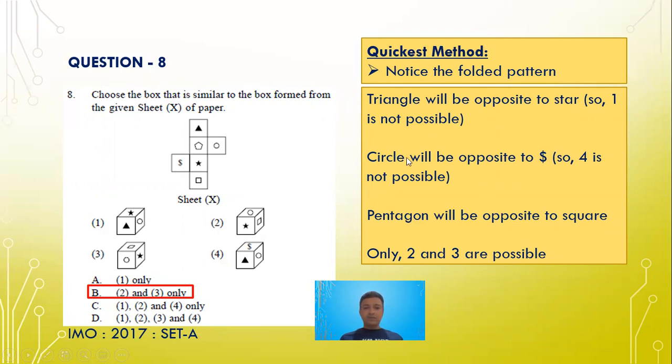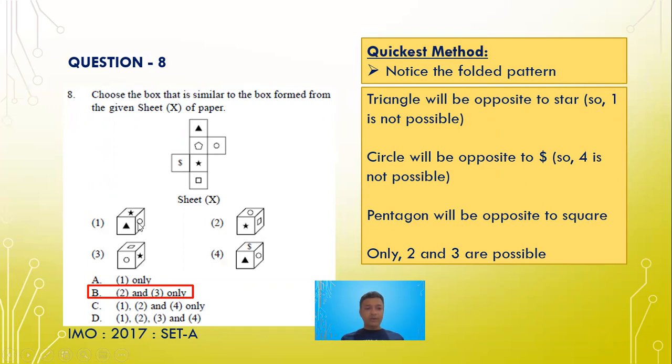In option 2, the triangle is opposite to star. Circle is opposite to dollar, isn't it? And pentagon will be opposite to square. So square and pentagon will be here. Similarly, for 3, the circle will be opposite to dollar, and star will be opposite to the triangle, and square will be opposite to the pentagon, isn't it?